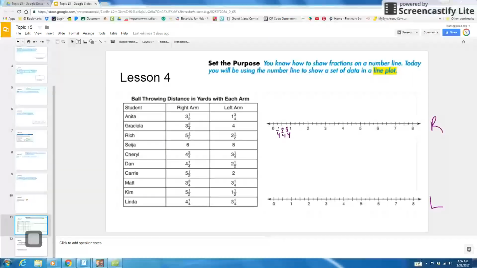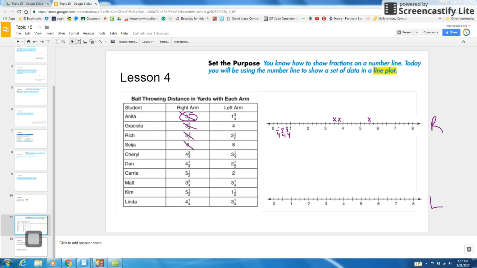And all you need to do with a line plot is say we have Anita with her right arm throw 3.5. I would go to 3.5, and I'm just going to put an X above that line. And I'm going to mark it off that I did it. Okay. Graciela did 3 3/4. So I'm going to come over to 3 3/4 and put an X. Now I have Rich who did 5.5. I'm going to put an X there.